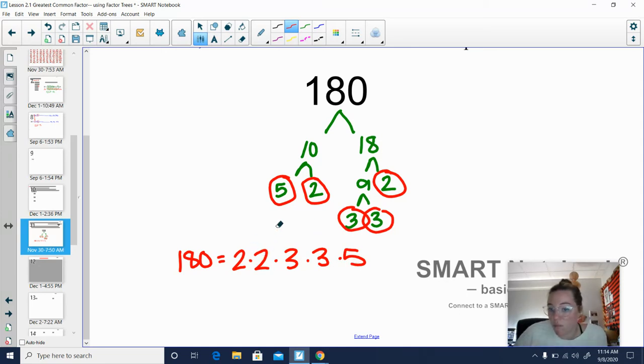2 times 2 is 4. 4 times 3 is 12. 12 times 3 is 36. And 36 times 5 is 180.